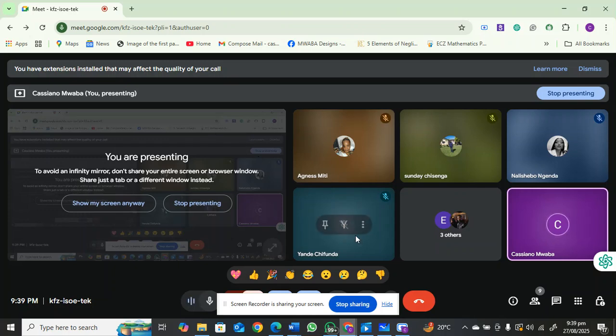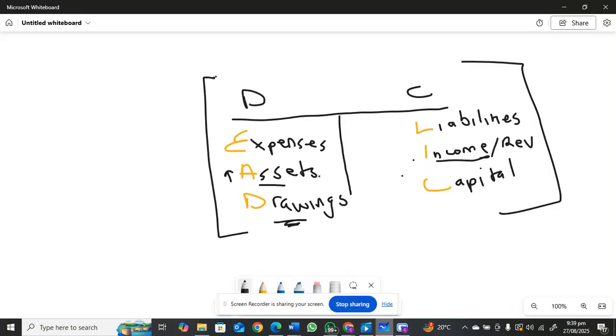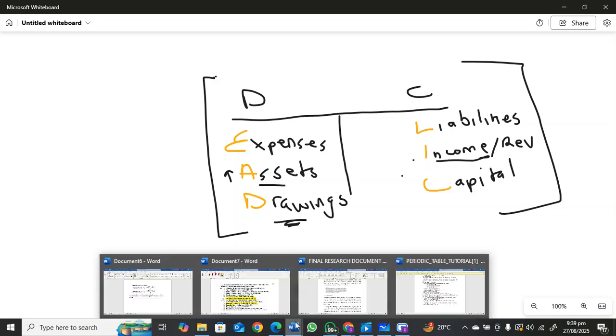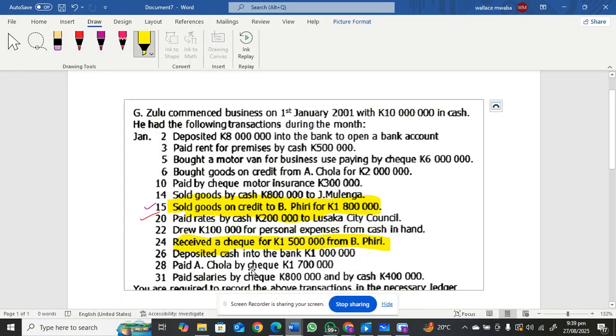Okay, so since money is going into the bank account, it's increasing an asset, you debit. Since money is moving from the cash account, it's a reduction in an asset, you credit. Okay. Any questions before we go to the next transaction?